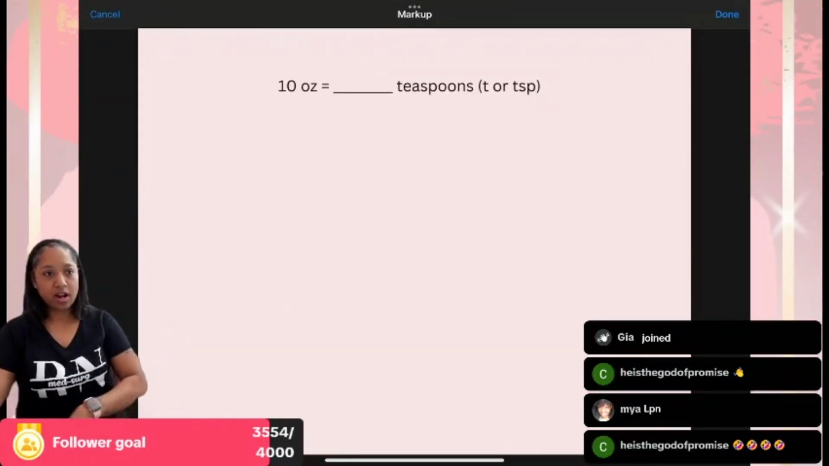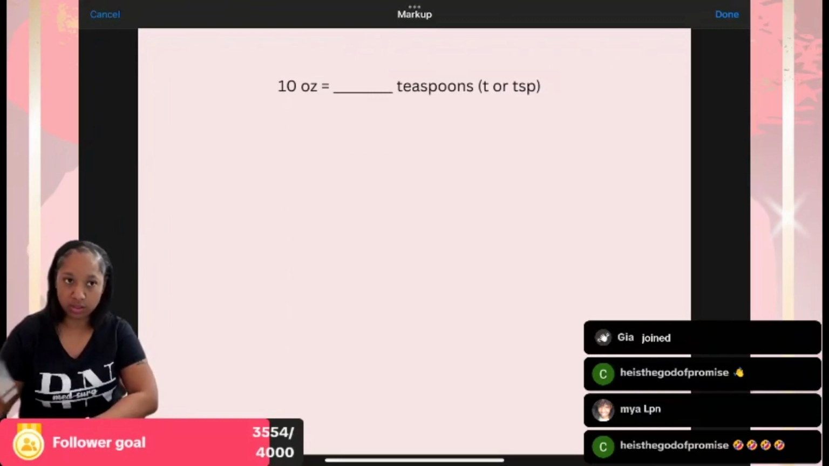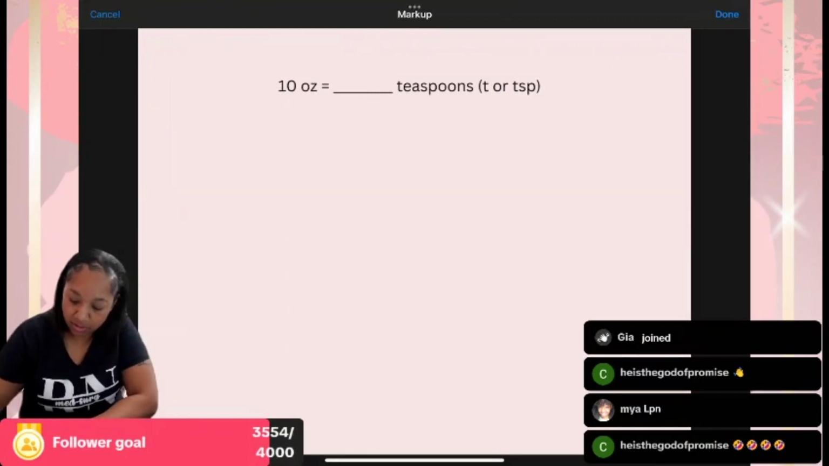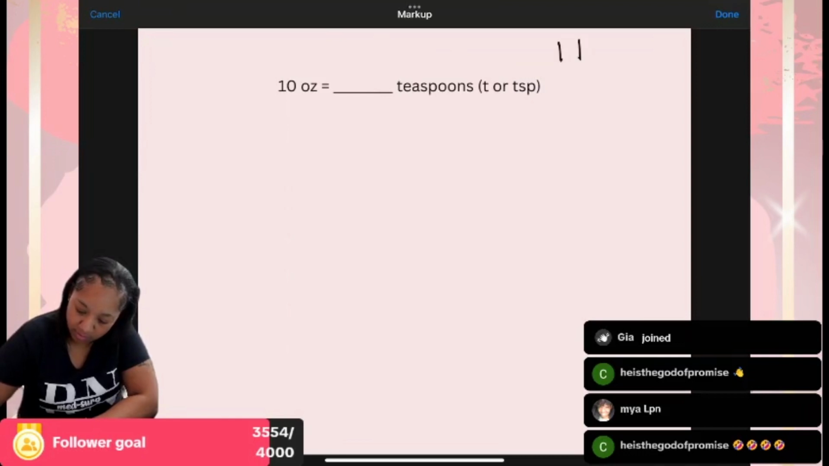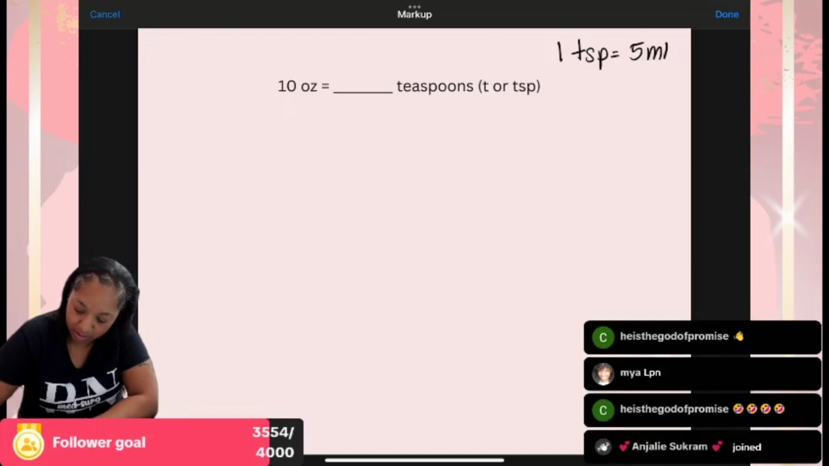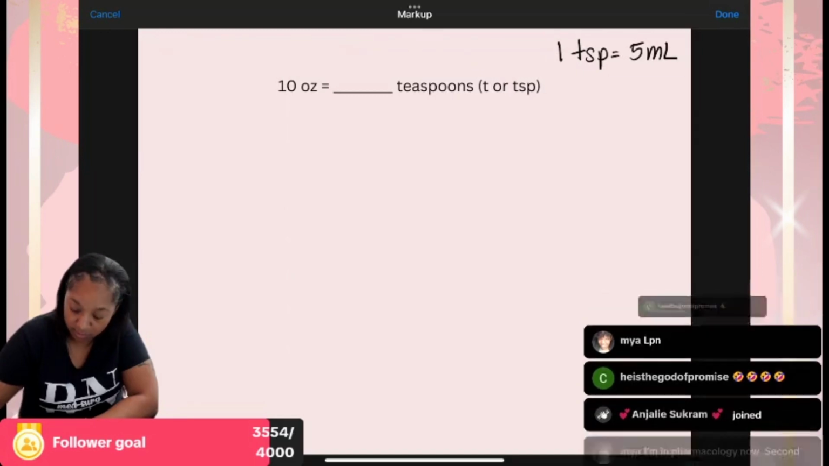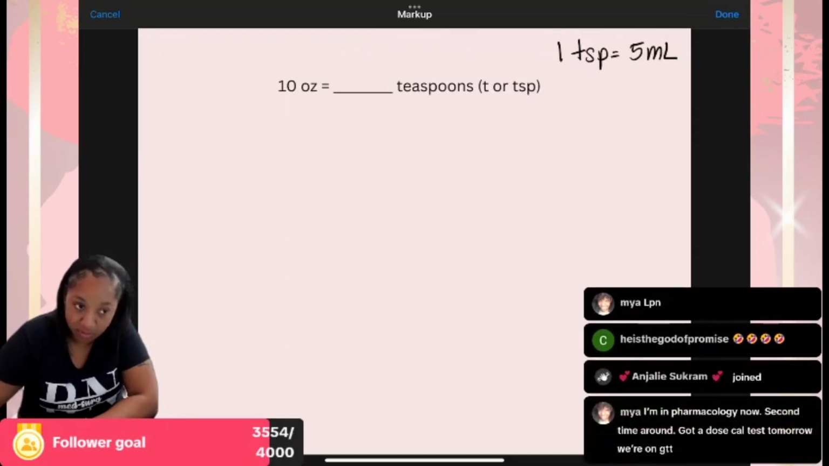All right, so here are some household conversions. So some things that we need to know. 1 teaspoon equals 5 mLs. 1 ounce equals 30 mLs.